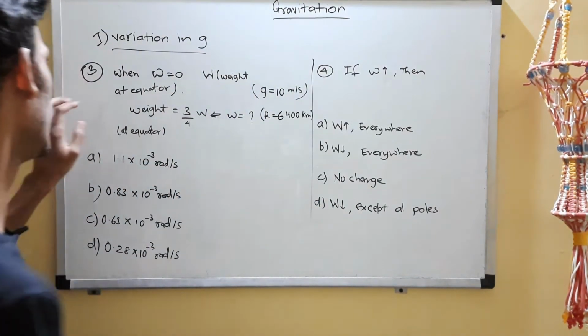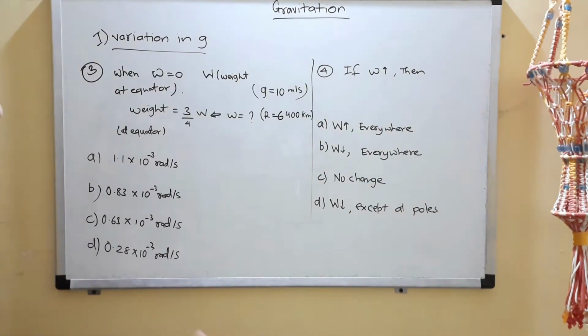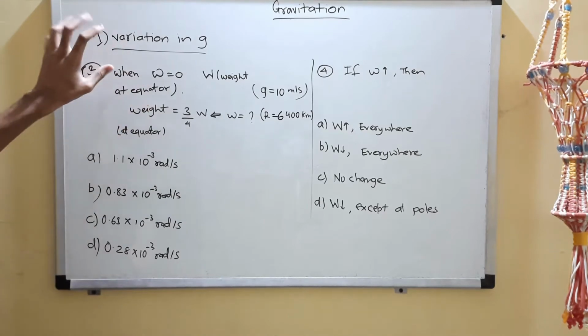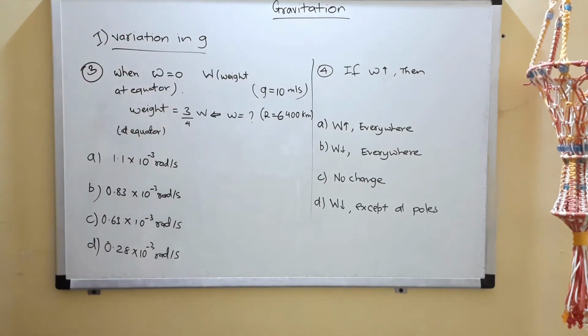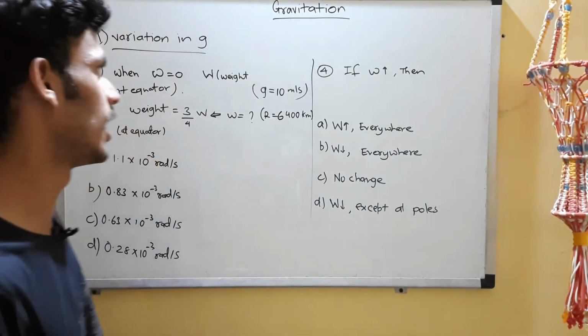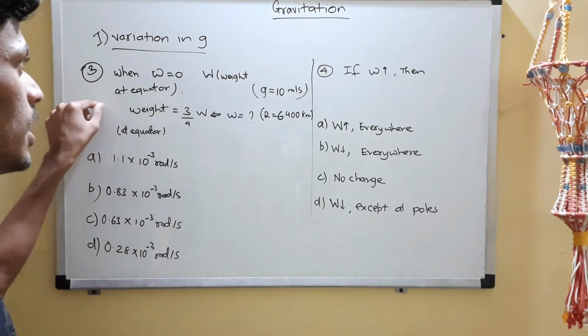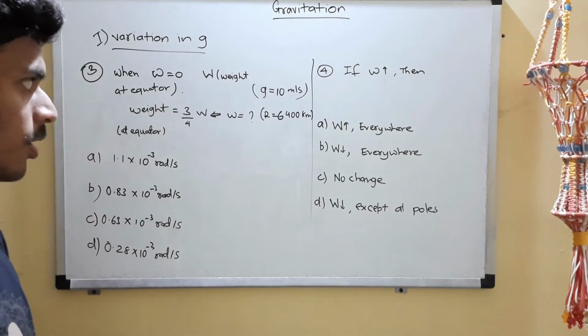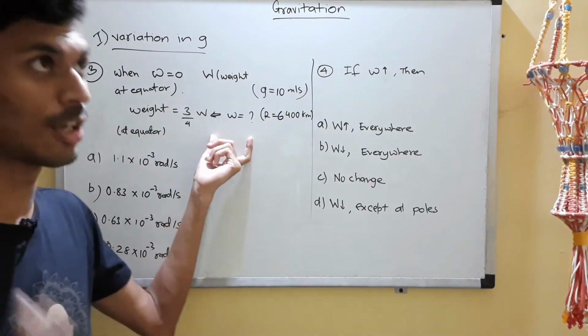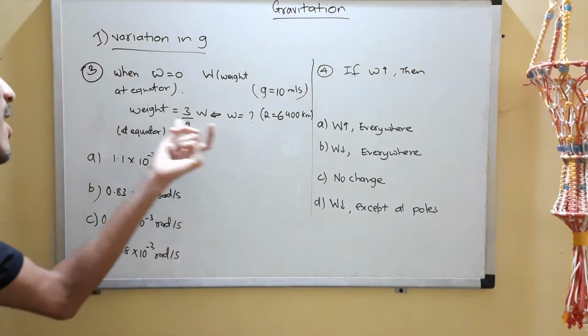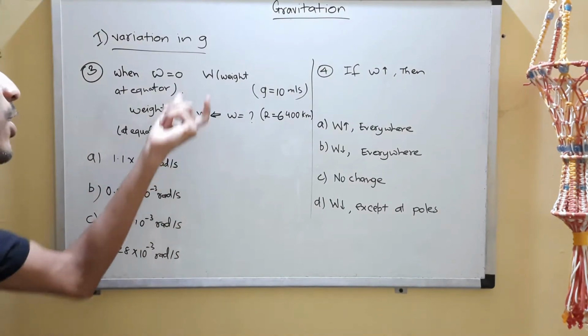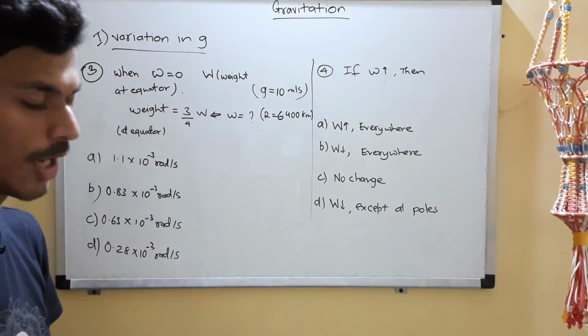So question number 3, in this question you are told that when the earth is not rotating, of course it's hypothetically created. So in this scenario, suppose the angular velocity of the earth is 0, it's not rotating. In that case, the weight of an object placed at the equator will be w. So you are asked what should be the angular velocity of the earth so that the weight becomes 3/4 of the original weight at the equator.